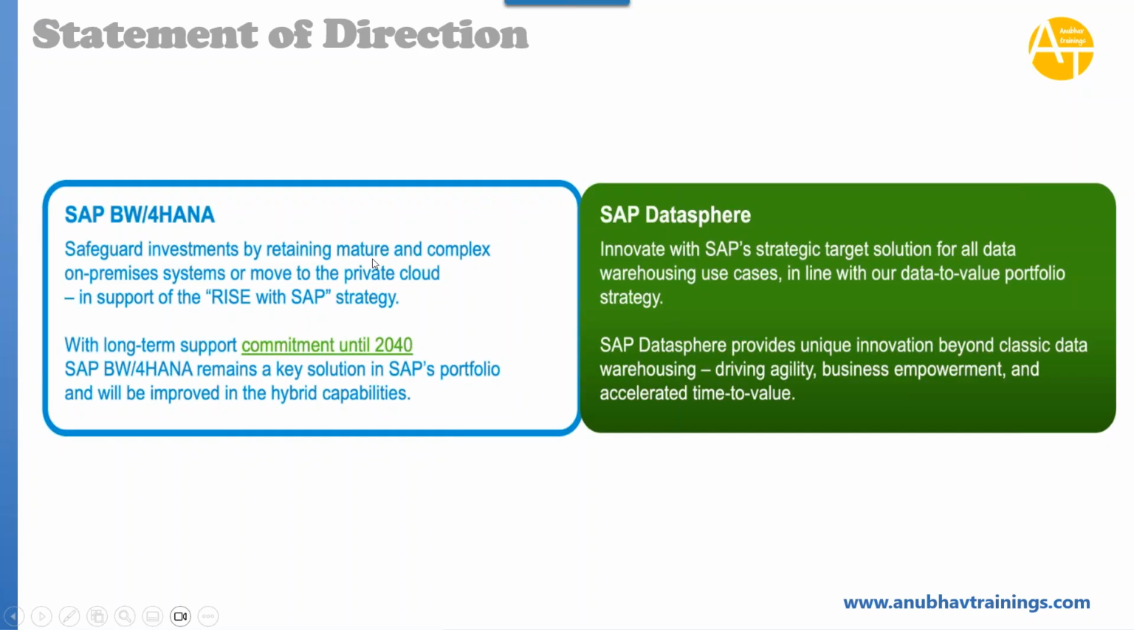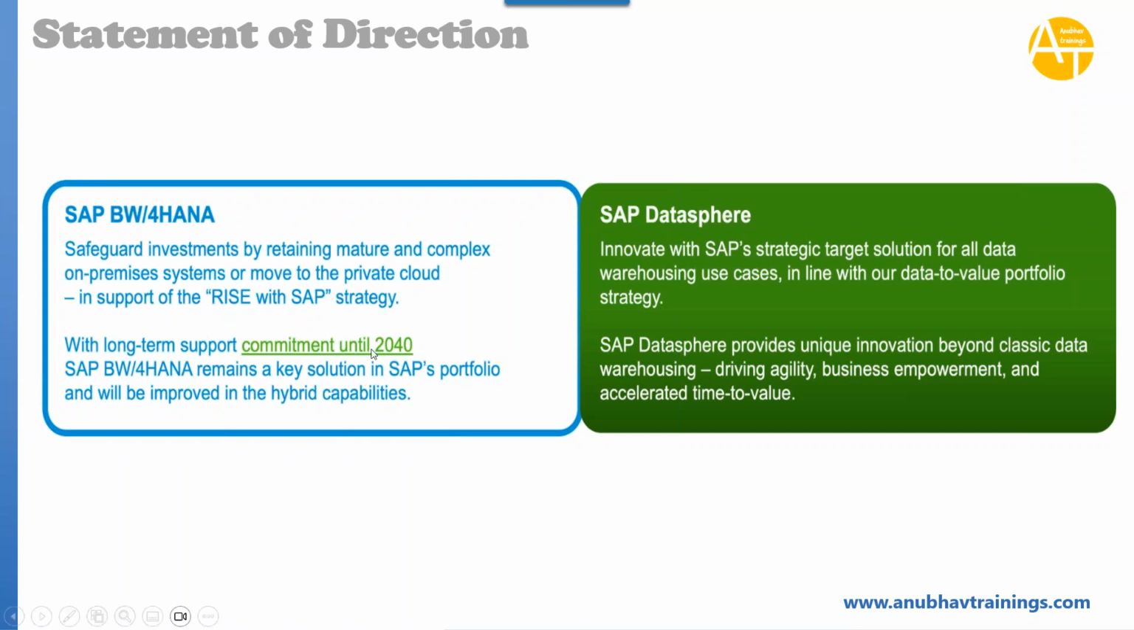Safeguard your investment by retaining mature and complex on-premise systems or move to private cloud in support with RISE with SAP. So SAP is saying if you have a BW for HANA system, you can either keep that on-premise system and keep maintaining it or utilize it, or you can move this to a private cloud. So let's say you go to Amazon and you take a private Amazon infrastructure system with let's say 100 petabyte storage, and then you can put this BW for HANA on top of that Amazon system. So you've gone into a private cloud, and there you have to take care of data governance and data security yourself and expose your data on the cloud.